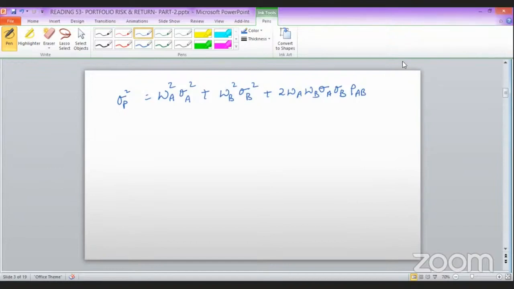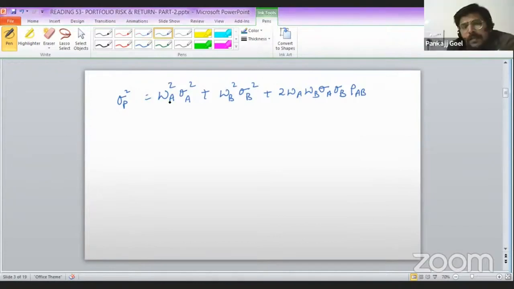Yes. Okay. Now logically see, if I change it to risky and risk free, let me say weightage of risky into standard deviation of risky, weightage of risk free into standard deviation of risk free, weightage of risk free, standard deviation of risky, standard deviation of risk free, and correlation between risky and risk free. Can I rewrite this equation like this?